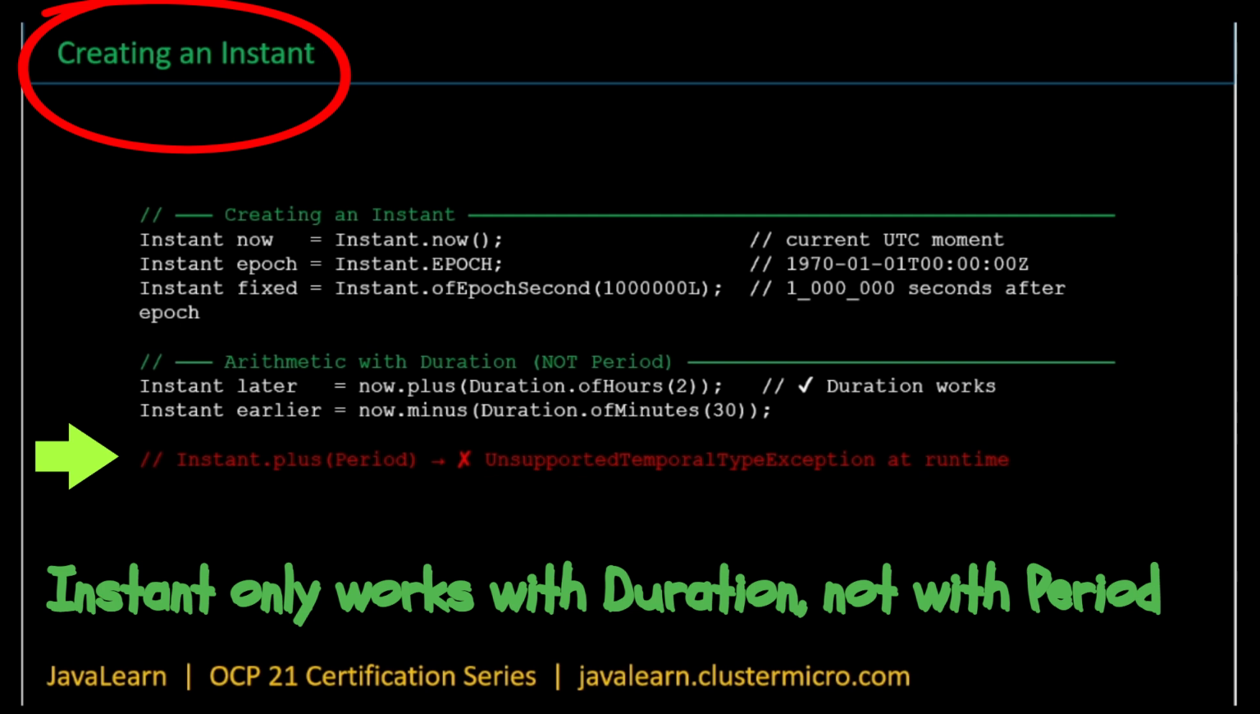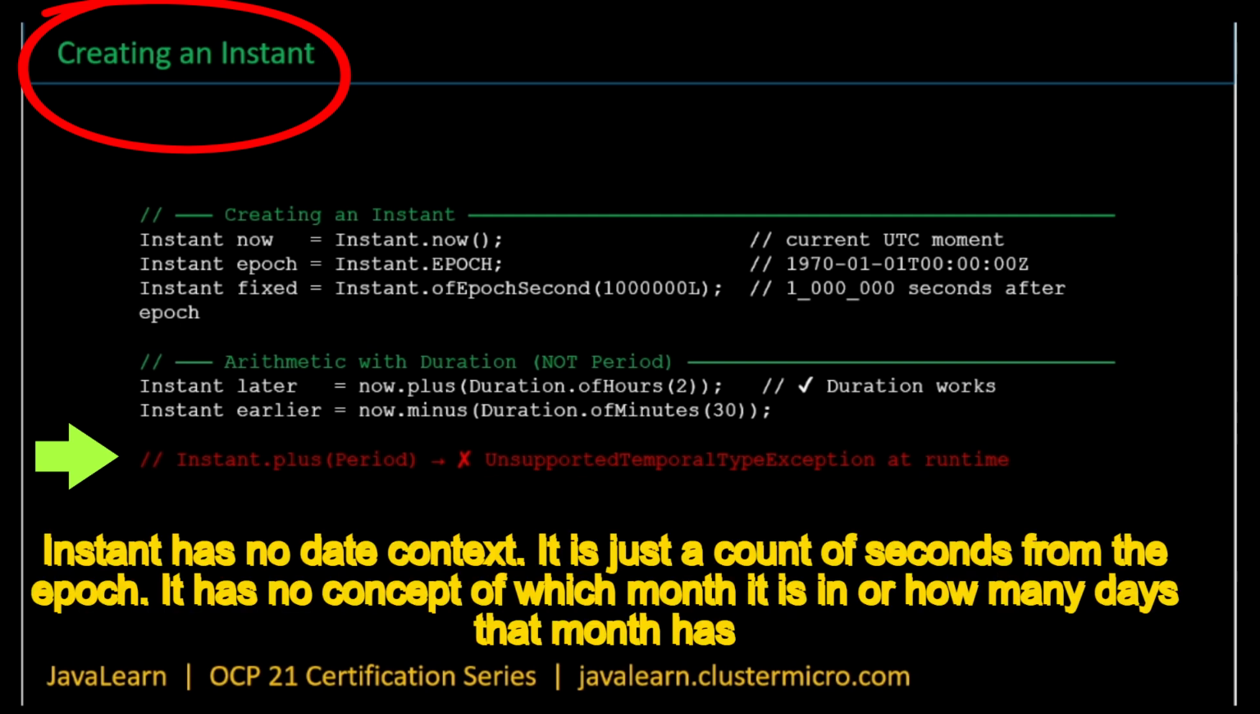Think about what Period represents, right? Years, months, days. So those are calendar based units. To add 1 month to a date, Java needs to know which month we are in, because different months have different numbers of days. To know which month we are in, Java needs a date construct, a year and a month. Instant has no date context. It is just a count of seconds from the epoch. So it has no concept of which month it is in or how many days that month has. Okay, so when you try to add a Period to an Instant, Java cannot do the calculation. It throws UnsupportedTemporalTypeException.